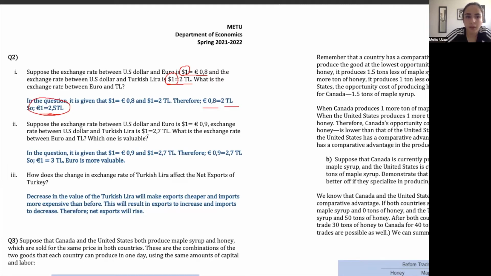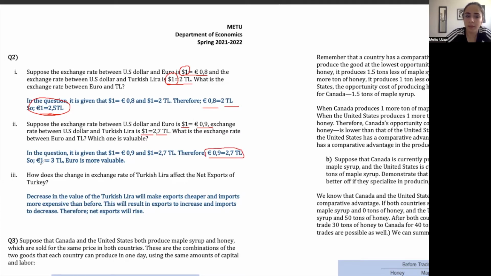So again, the same thing. Suppose the exchange rate between US dollar and euro is $1 is equal to 0.9 euros. Exchange rate between US dollar and Turkish lira is $1 is equal to 2.7 TL. What is the exchange rate between euro and TL? Which one is more valuable? So again, 0.9 euros is equal to $1 and 2.7 TL is equal to $1. They are both equal to the same thing, so we can say that they are equal.